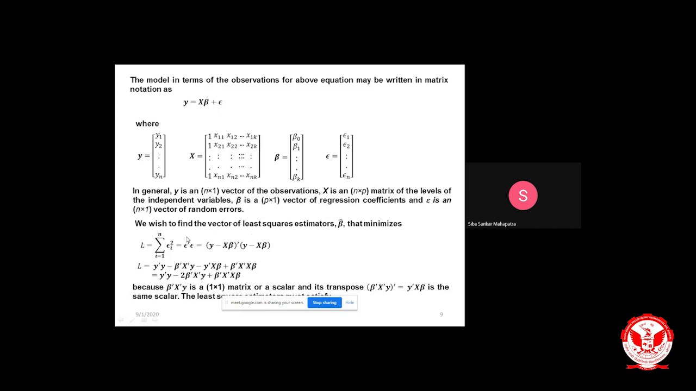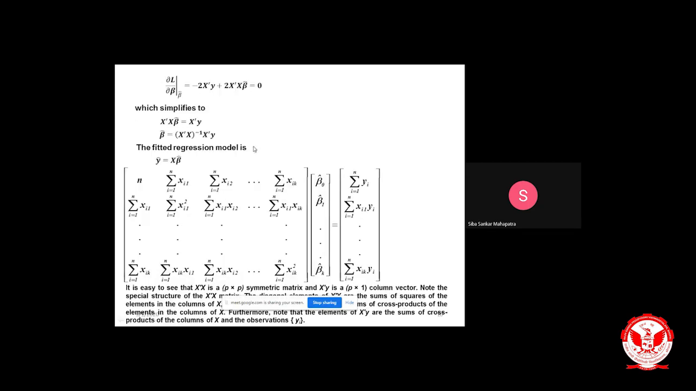Then you simplify this. After simplification, you differentiate with respect to beta and equate it to 0, so that this beta hat, or estimated value of the coefficients, you can find out using this equation. Now look at it here.